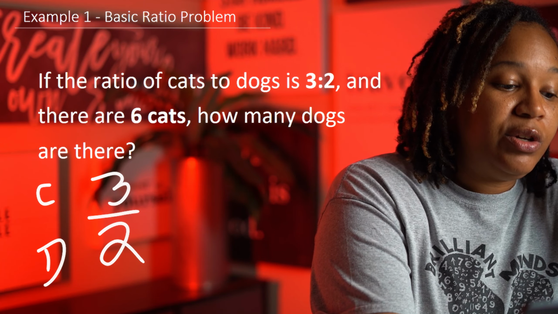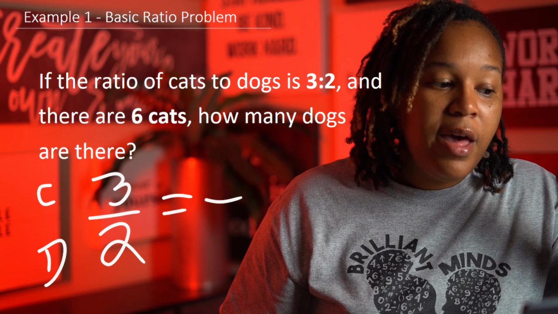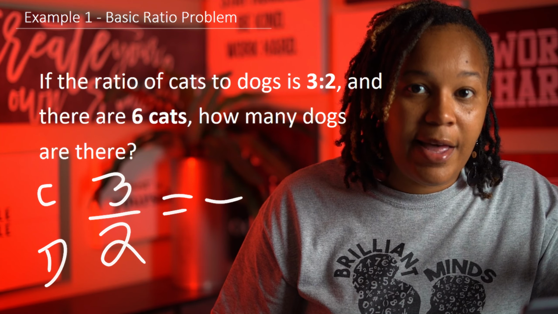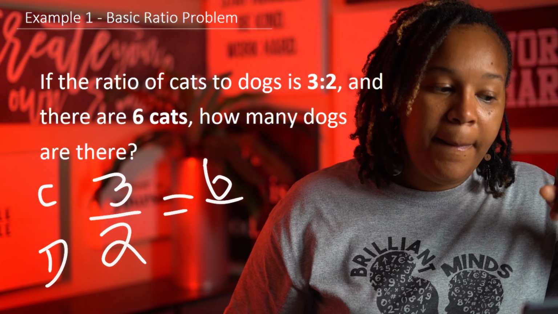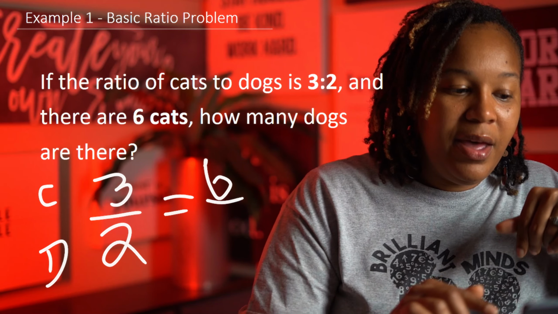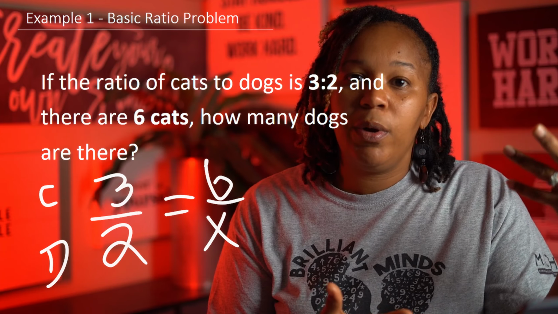Now I'm going to set this equal to another fraction, another ratio. This one tells me if there are 6 cats, how many dogs are there? So I'm going to put 6 in the numerator because that's where the cats are, in the top. And I'm just going to put an X in the bottom to represent dogs. And so this is what we call a ratio.